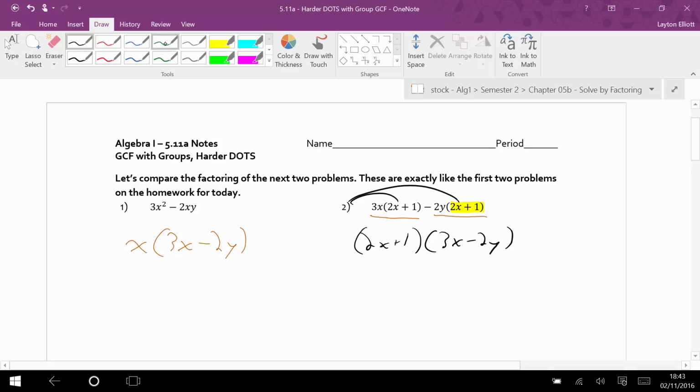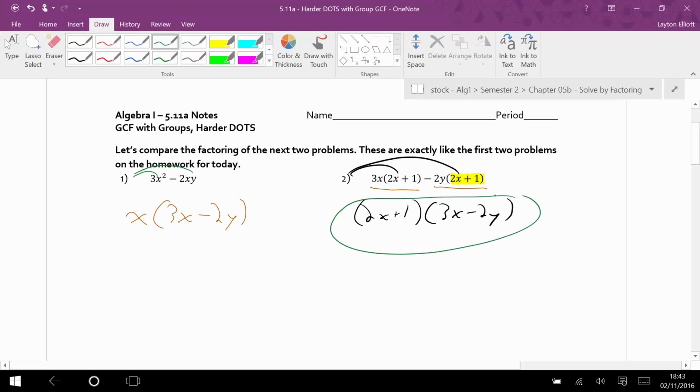We've seen that before, but I want you to compare these two. On the left side, we pulled out an x, and I got a single x, and on the right side, I pulled out a 2x plus 1. These can't factor any further, so that one's done.